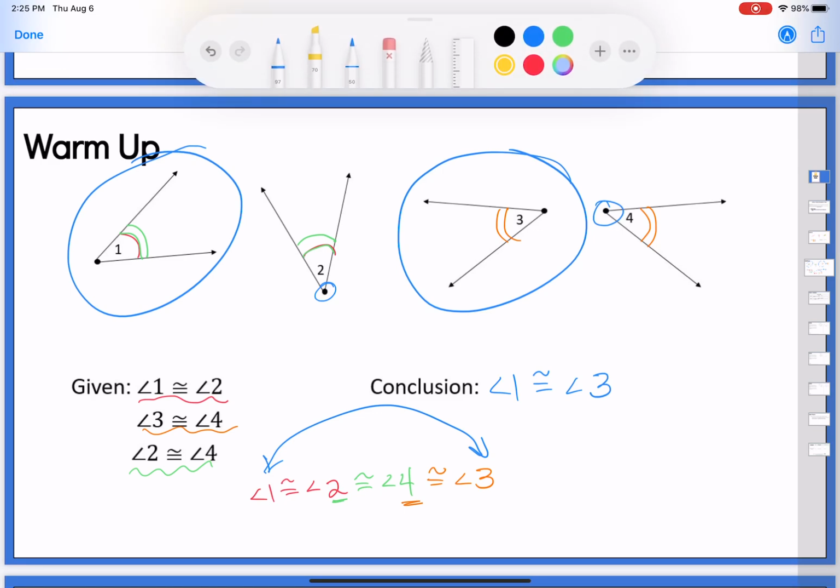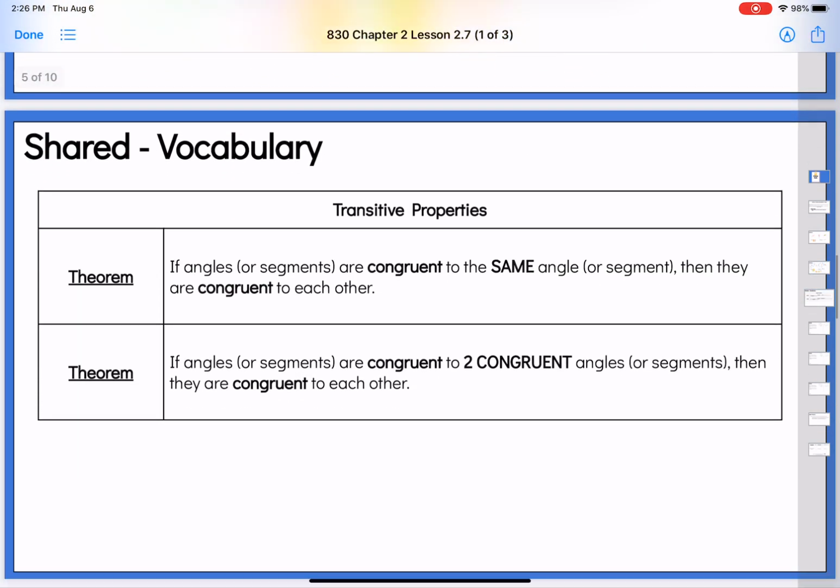So those angle 1 and angle 3 were both congruent to 2 and 4. And so then they're congruent to each other because those two are congruent, right? Angle 1 is congruent to angle 2. Angle 3 is congruent to angle 4. Angle 2 and angle 4 are congruent. If two angles are congruent to two congruent angles, then they are congruent to each other. That's the second transitive property.